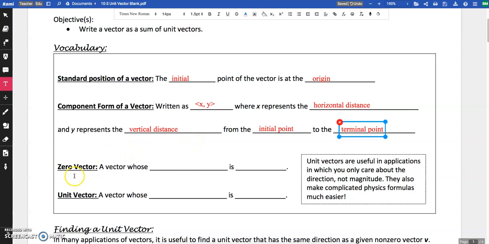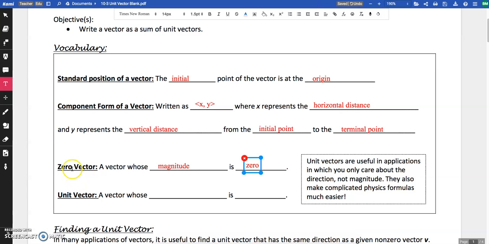We have two new terms today. The first one is a zero vector. And it's exactly like you would expect. It's a vector whose magnitude, so remember magnitude means the length, the magnitude is 0. Okay, we don't use those too much, but it's good to know.